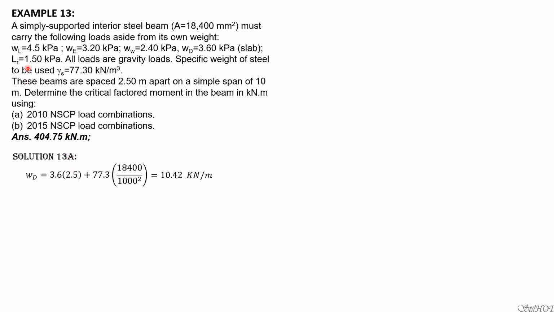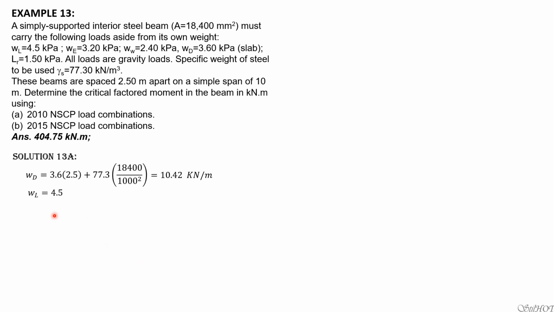By the way, the uniform load for live load is 4.5. This is less than 4.8 kilopascals. So therefore, the value of F1 in the load combinations will be 0.5. So we use 0.5 for F1 in the load combinations.